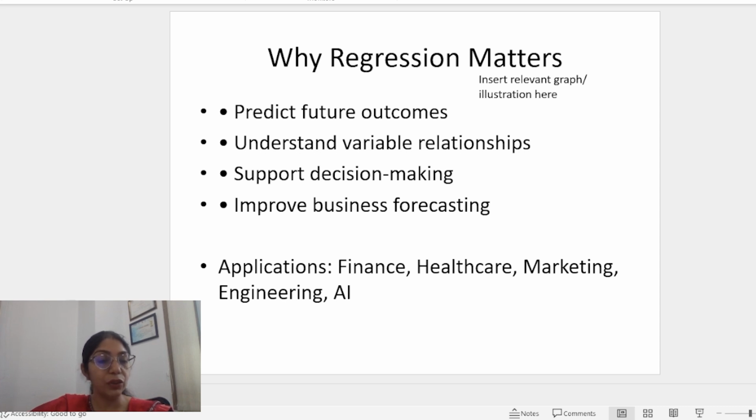Now, let us understand why regression is so important. Organizations and researchers use regression to make informed decisions based on data rather than assumptions. So, regression can help predict future sales, estimate market trends, understand customer behavior, forecast stock prices, assess risk, and evaluate healthcare outcomes. One of its biggest advantages is that it enables data driven decision making instead of relying on intuition alone. Organizations can use statistical evidence to support their strategy. So, in today's data rich world, regression serves as a foundation for predictive analysis and business intelligence systems.